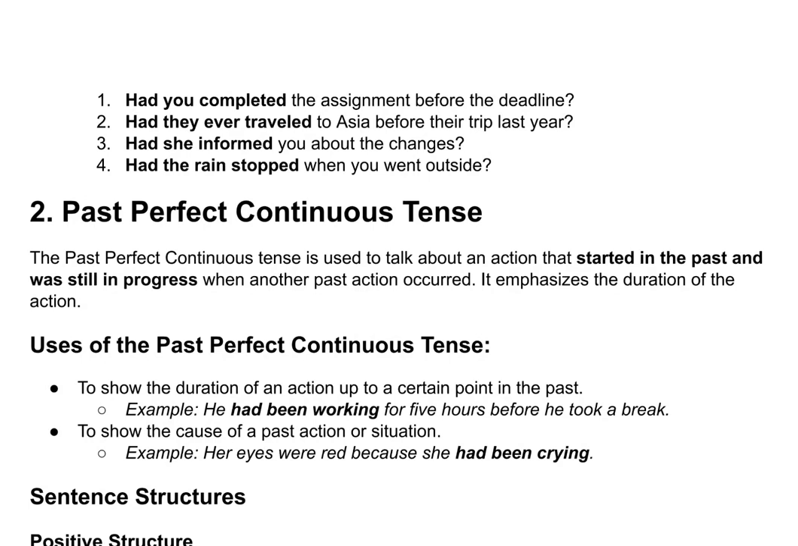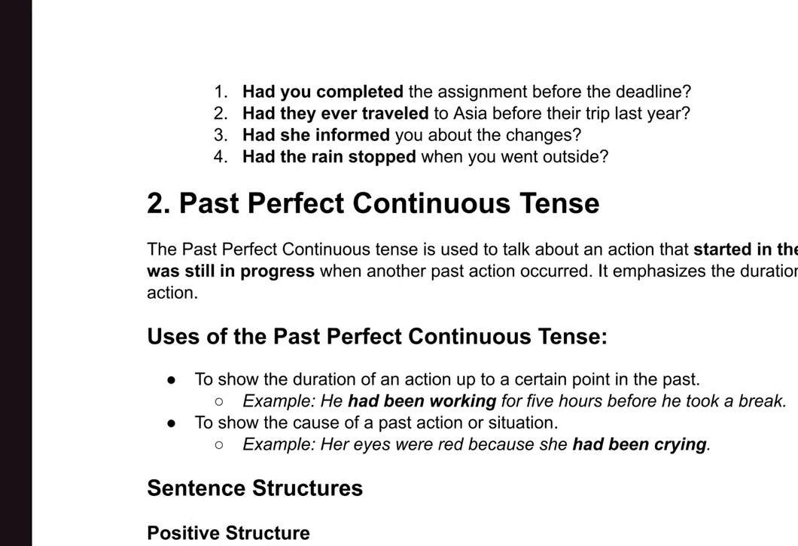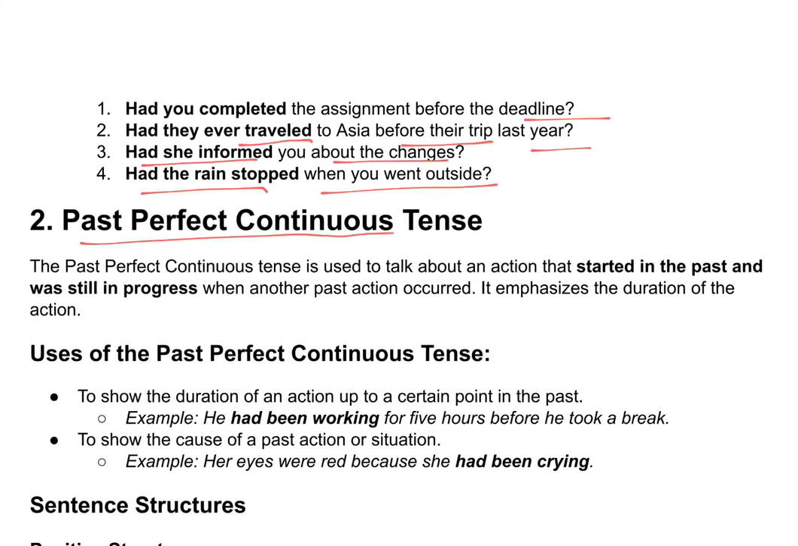So now discuss past perfect continuous tense. The past perfect continuous tense is used to talk about an action that started in the past and was still in progress when another past action occurred. It emphasizes the duration of the action. The main important point here: the action started in the past and was still in progress.